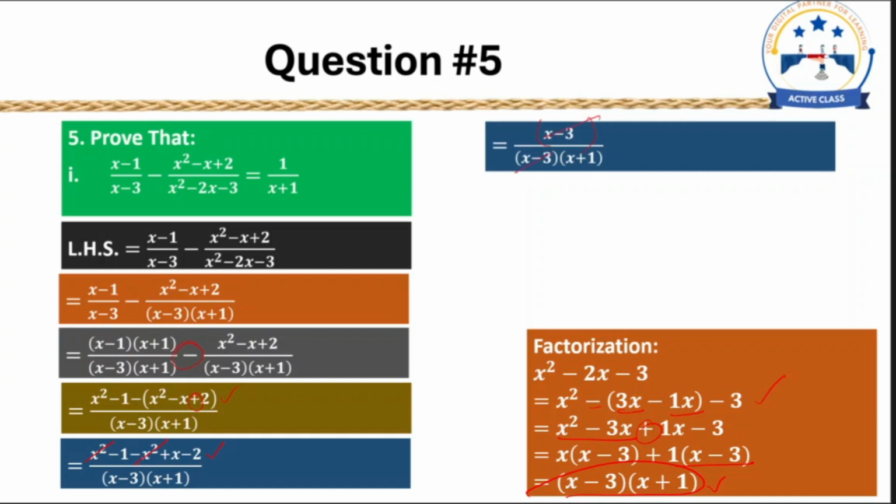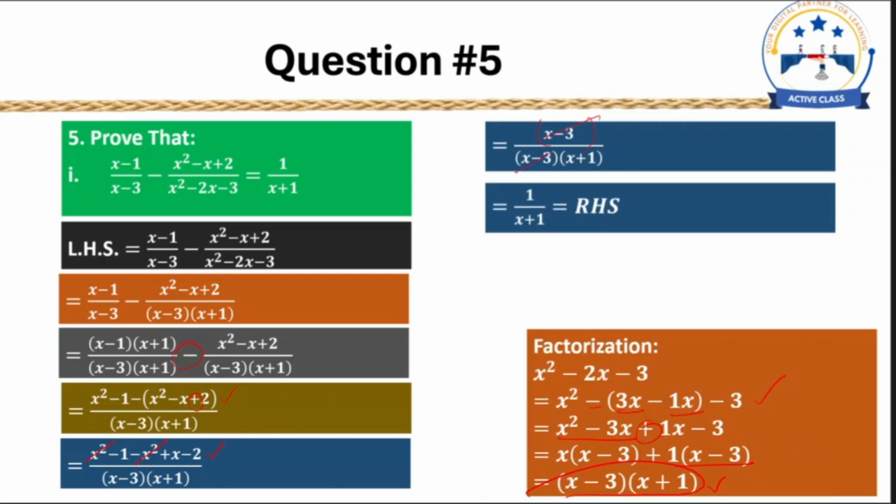Let's cancel that. So there remains 1 by x plus 1, which is the RHS, which is the expression given in the right hand side. See, we started from the left hand side, we performed the simplification, and finally we reached the right hand side, means proved. This was 5i. First question of question number 5.